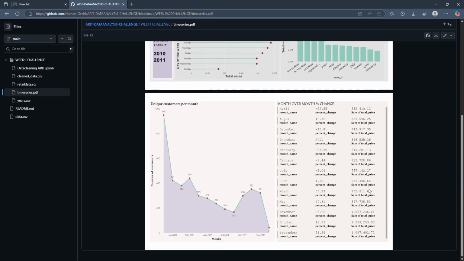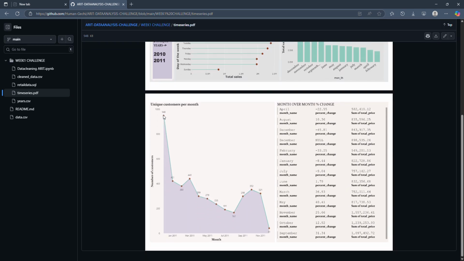Now moving on to the unique customers per month. December of 2010 has the highest number of unique customers, 948, which is the start of our data set, so it's expected. In January of 2011, there were 421 new customers, and in this data set, the least number of customers were recorded in November of 2011.